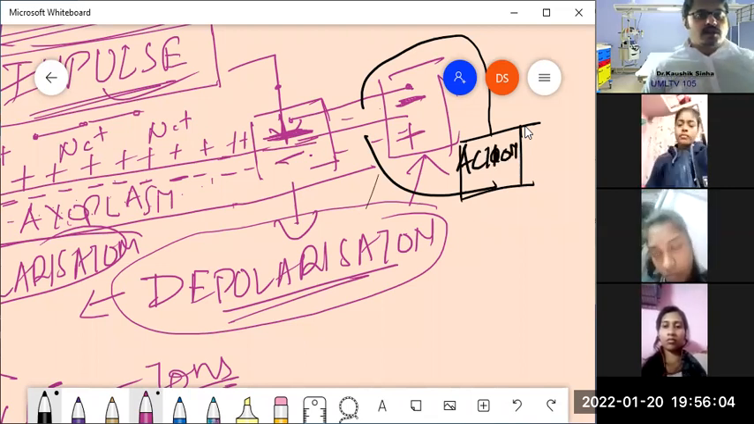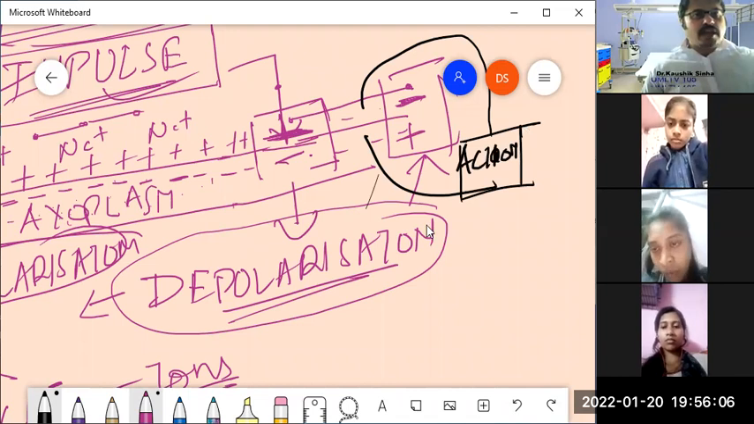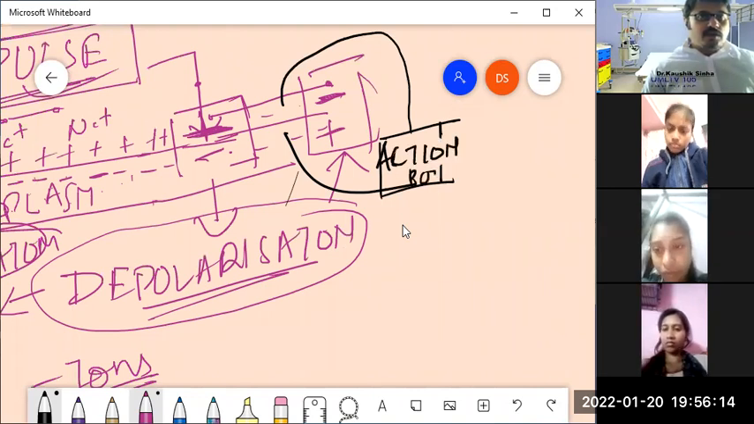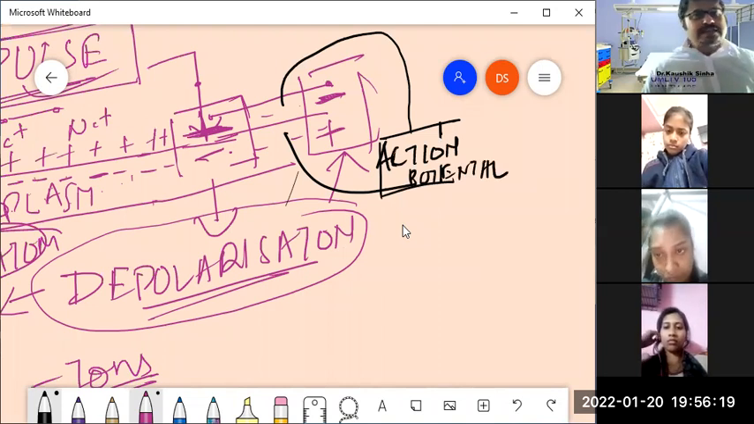That is a common spelling of action, A-C-T-I-O-N, action. Let me erase a bit. A-C-T-I-O-N, action potential. Why am I calling this the action potential? Because in this depolarized area there is some action going on.